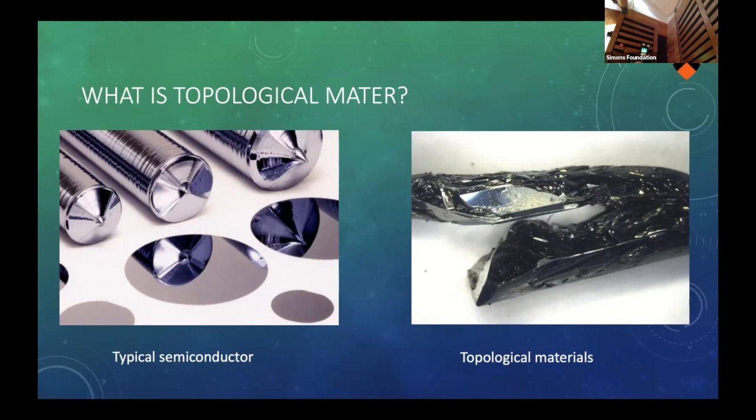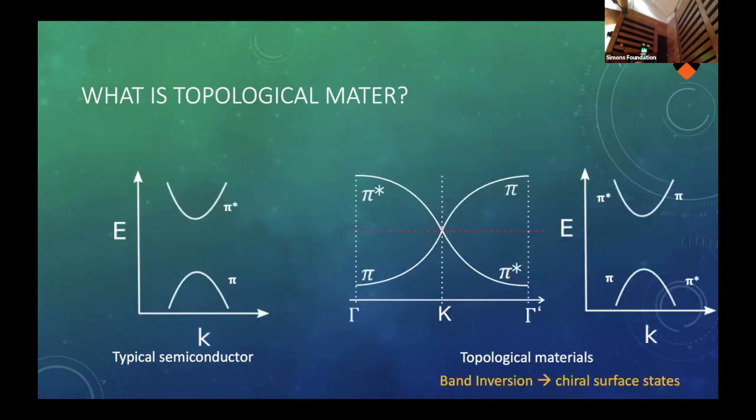However, I don't need to tell you this, but just to bring us to the same page, there's of course an electronic difference. A typical semiconductor, and here I grew an example of an organic semiconductor, would have a band gap between a pi and a pi star band. A topological material, which can be a semi-metal or semiconductor, will have a band inversion where the band character switches, and then this band inversion of course causes surface states and something else.